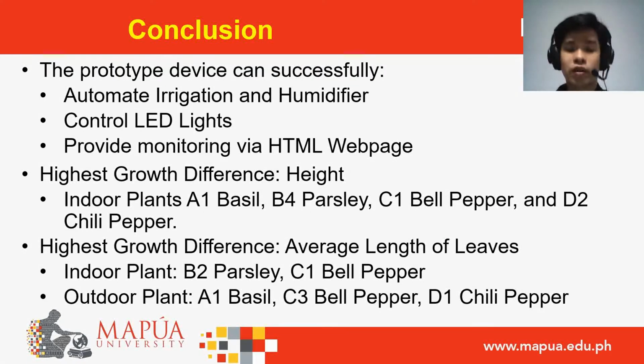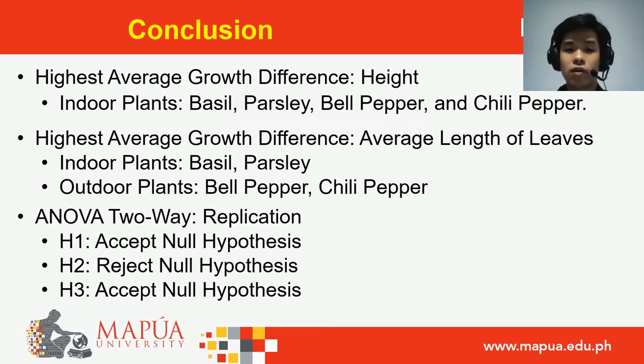For the conclusion, the prototype device can successfully automate irrigation and the humidifier, control LED lights, and provide monitoring via HTML web page. We also have the highest growth difference for height for indoor plants, and the highest growth difference of average length of leaves for indoor plants and outdoor plants. It also includes the highest average growth difference of height for indoor plants, and the highest average growth difference of average length of leaves for indoor plants and outdoor plants. For the ANOVA two-way with replication, hypothesis 1 accepts the null hypothesis, hypothesis 2 rejects the null hypothesis, and hypothesis 3 accepts the null hypothesis.